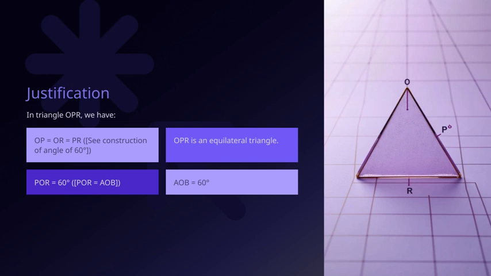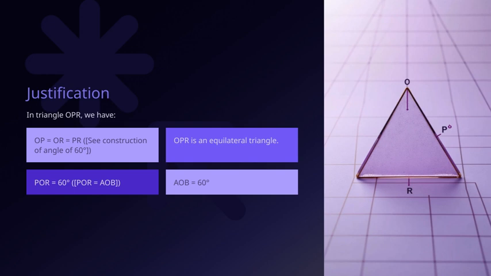Furthermore, in triangle OPR, we have that OP equals OR, and both are equal to PR, which again stems from the equilateral property. This equality of sides plays a crucial role in our reasoning. As we analyze this triangle, keep in mind that the equal sides and angles help us establish congruence and symmetry, which are key themes in our overall discussion of geometric constructions. It's these properties that allow us to make precise deductions about the angles and sides involved.